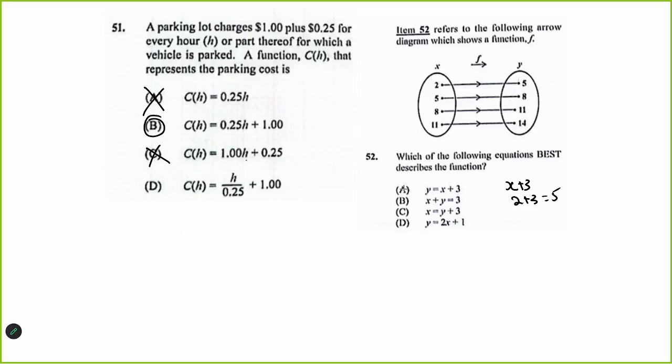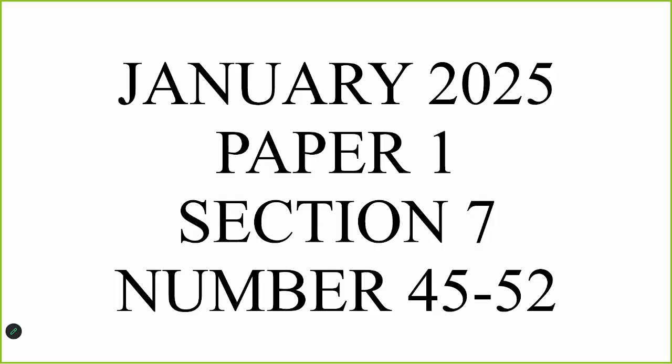So to get my y value, I take my x values and add 3 to it. That is the one that works for each and every one of them. Not just one, it has to be all of them. So the answer is 52. And that would be the end of May, June 2025. Let's look at January 2025.